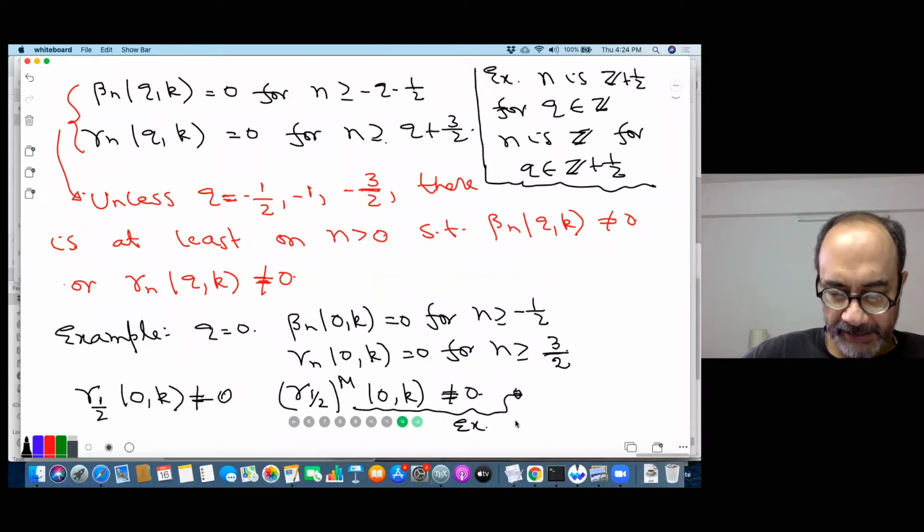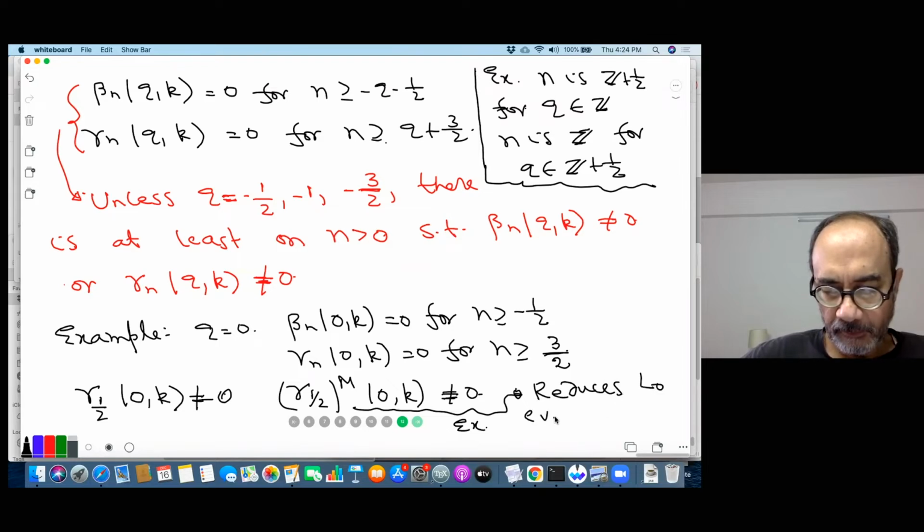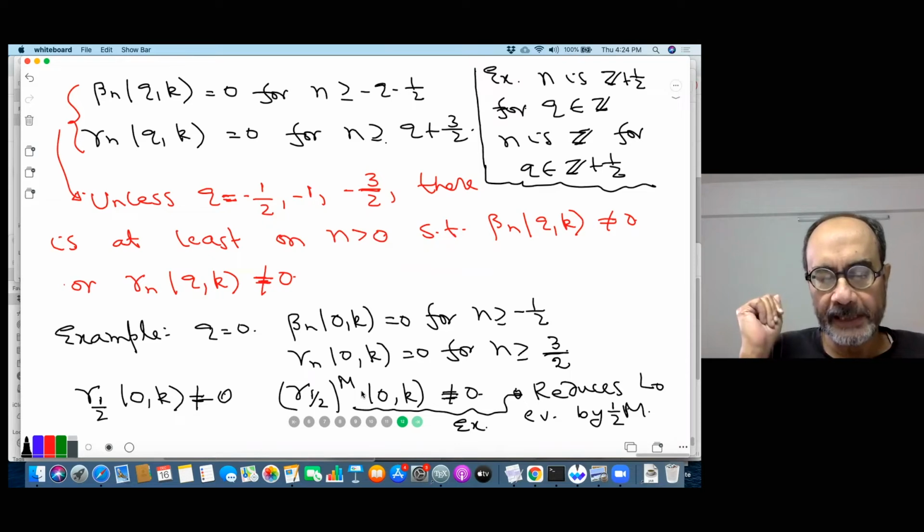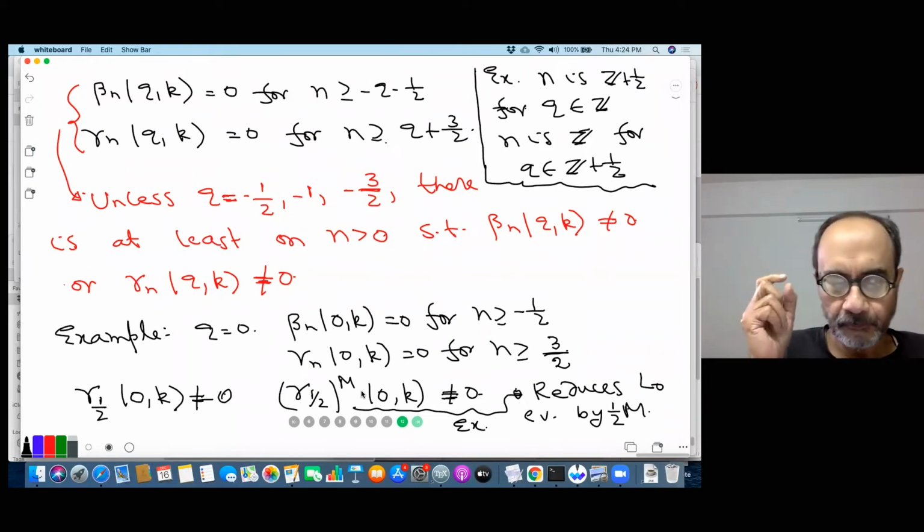But what it does, the application of gamma half to the m, again, this I'll leave as an exercise. This one reduces L0 eigenvalue by half m. Each application of gamma half essentially takes L0 to L0 minus half. Of course, you cannot apply a single gamma half because that will destroy the GSO projection. But you can apply it in pairs. And if you apply m times, you reduce the L0 eigenvalue by half m.